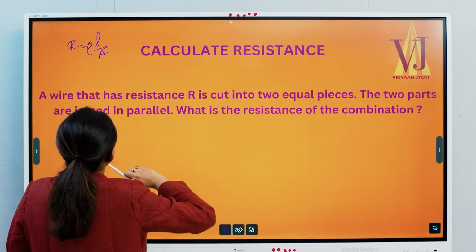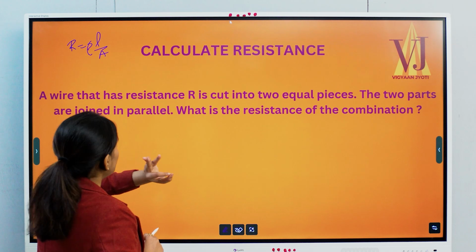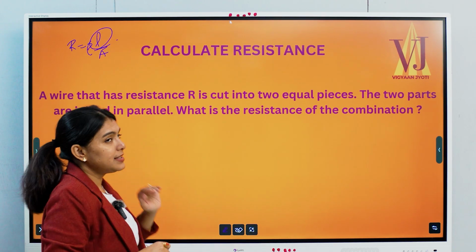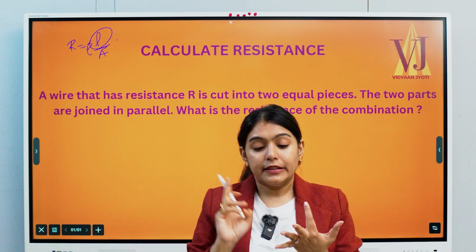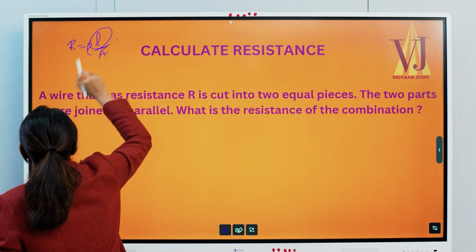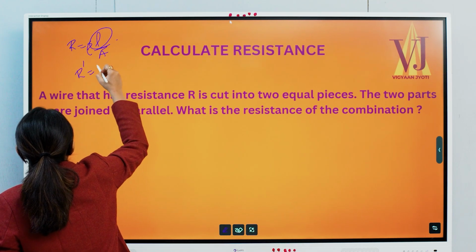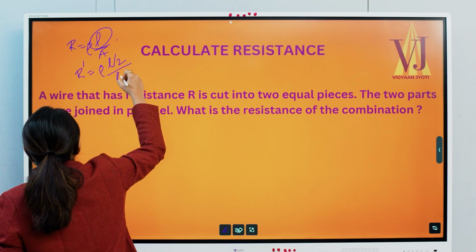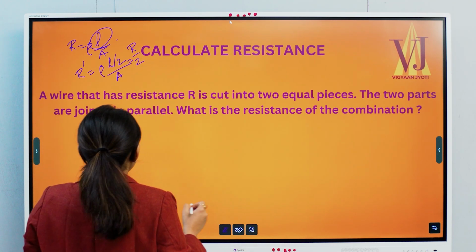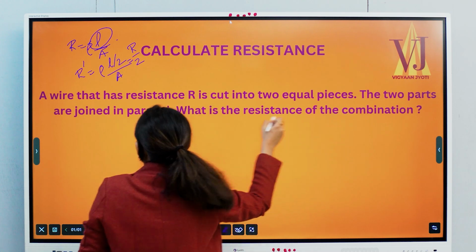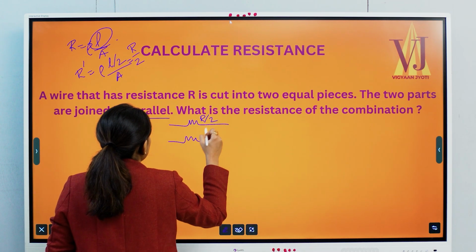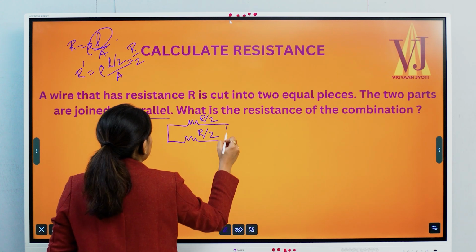Now here the question is that the wire of resistance R is cut into two equal pieces. That means my length is getting affected. My resistivity, meaning the material, is not changed, that is mentioned, and the area is not changed, that is also mentioned, but here the length has been changed. So if the initial resistance is R and later the length has become half, that means my new resistance is half of the old resistance, right? So that means it is joined in parallel. If we have the two parts of the resistance, this is R by 2, this is also R by 2.